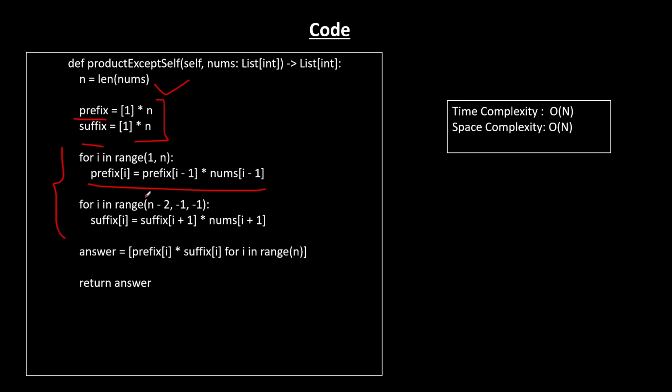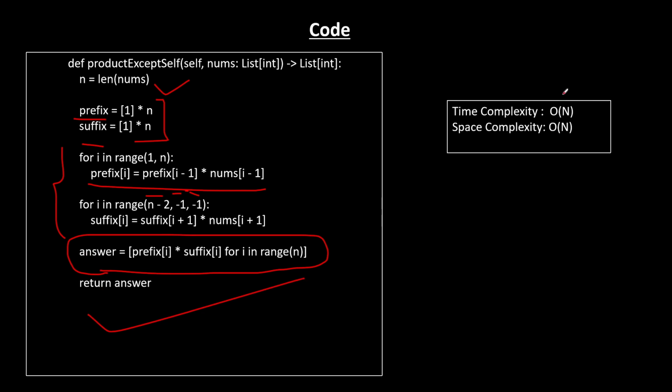We're starting from the n minus 2th index, and since we are going further towards the 0th index, we are using -1 here, right? And at the end, we're multiplying each and every value for similar index and storing it in the answer and returning the answer.